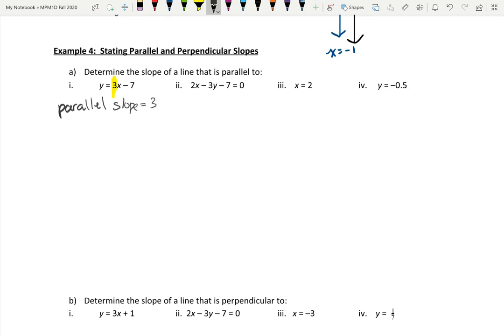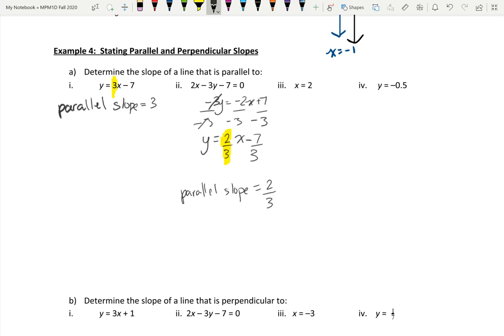In question 2, we have to convert this into slope y-intercept form. So -3y is equal to -2x plus 7. Divide all terms by -3. y is equal to 2 over 3x minus 7 over 3. So the slope here is 2 over 3. So a parallel slope would also have a slope of 2 over 3.